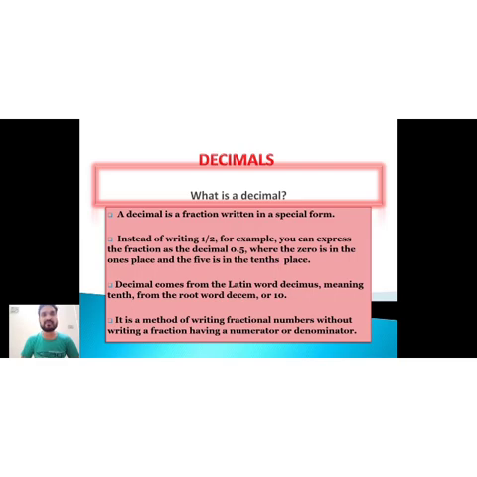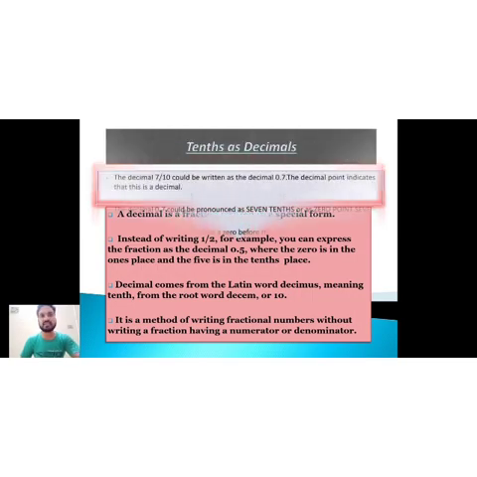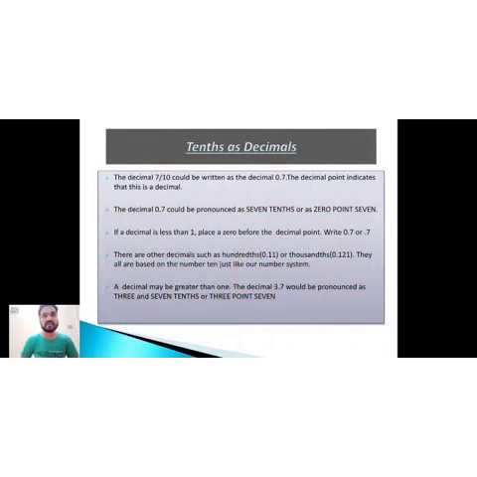A decimal is a fraction in a special form, as we know, and decimals are written using the point method. Decimal comes from the Latin word decimus, meaning the 10th part, and decimals are always written as a fraction, with a numerator and denominator. Now decimals are of different types: 10th decimals, 100th decimals, or 1000th decimals.